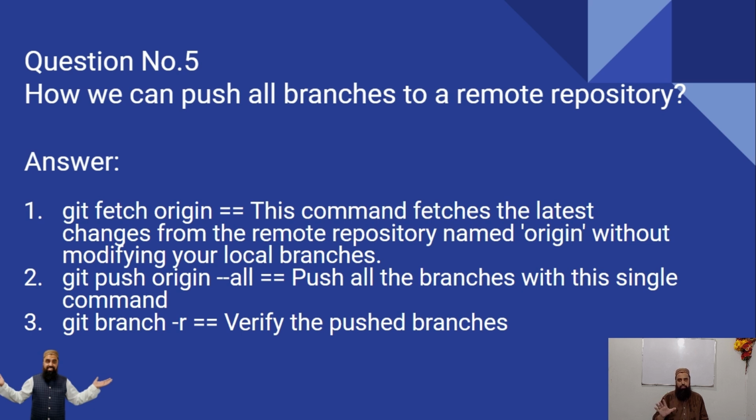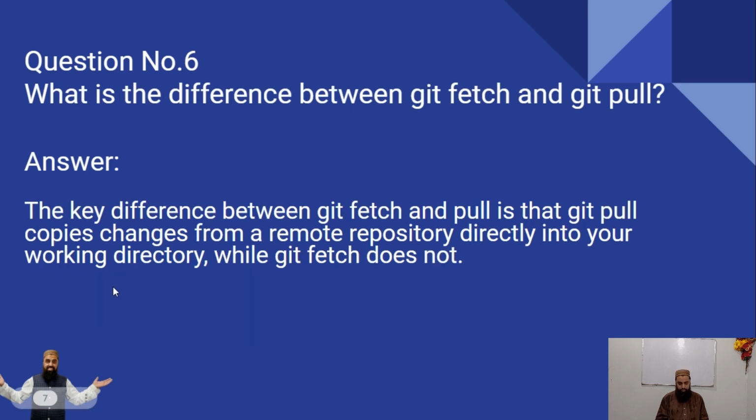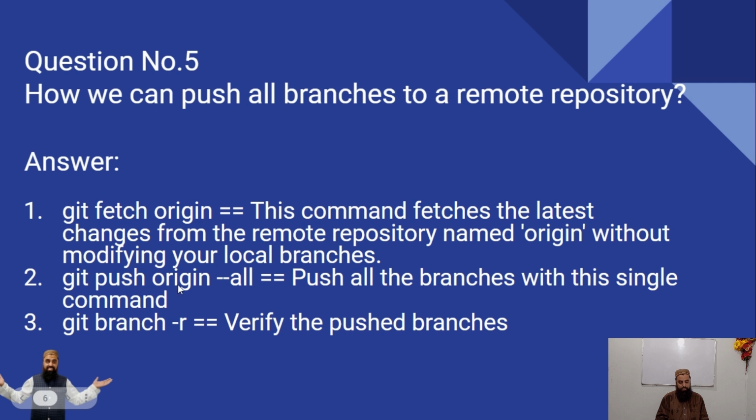We are not pulling the changes, we are just fetching the changes, and then after that we can push, git push origin --all. That is actually the switch, --all, to push all the branches with this single command. So git push is the command, origin is the remote repository, and all means to push all the branches using this single command. Then we can run git branch -r to verify that all the branches have been pushed.